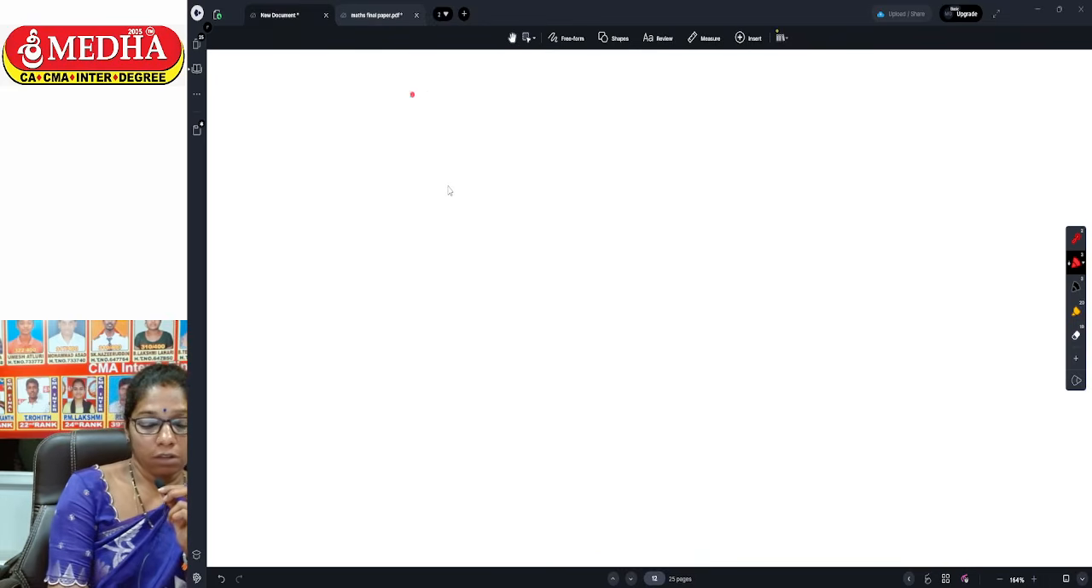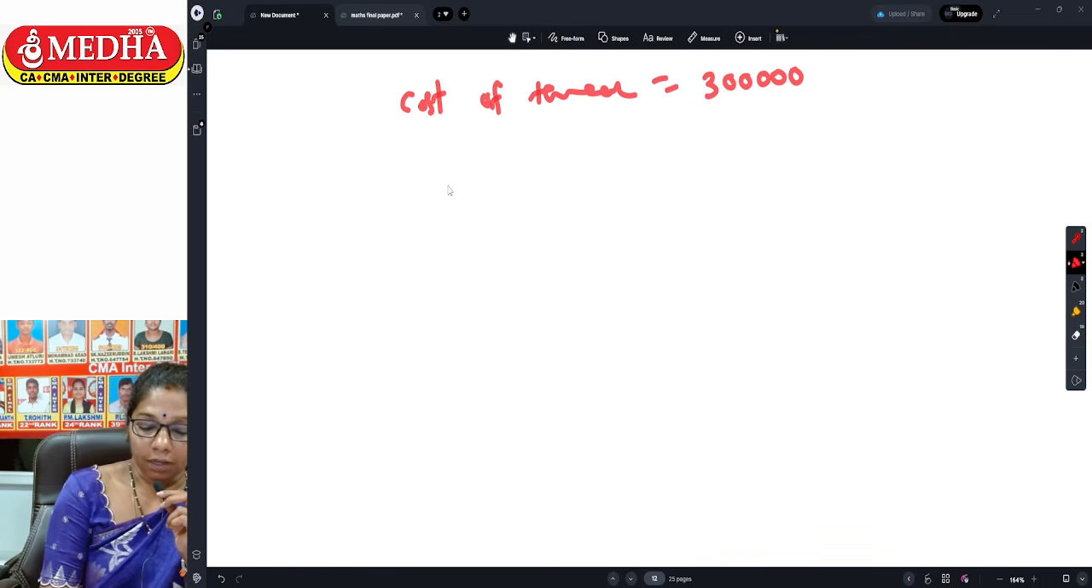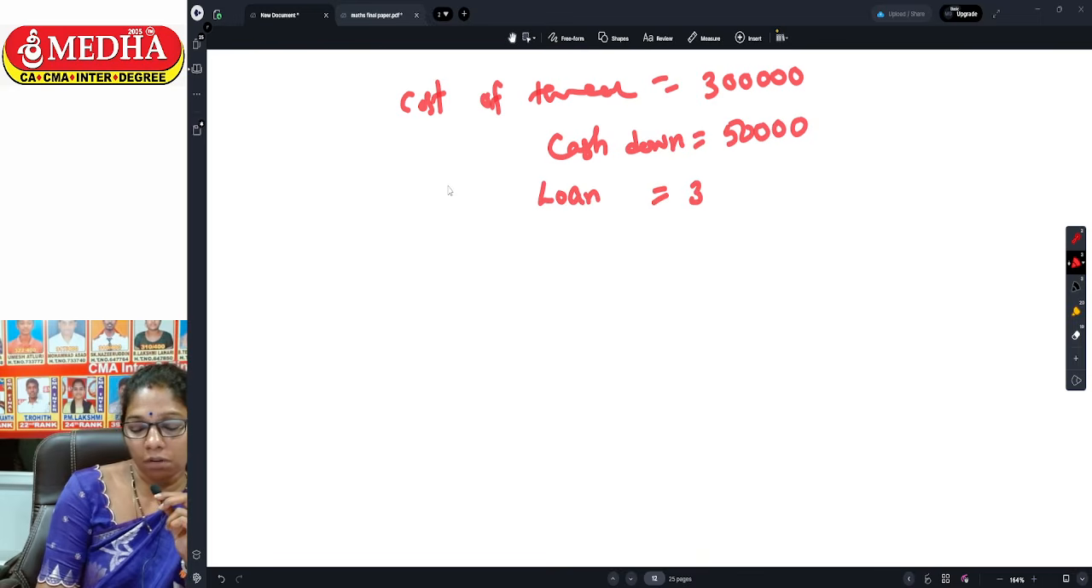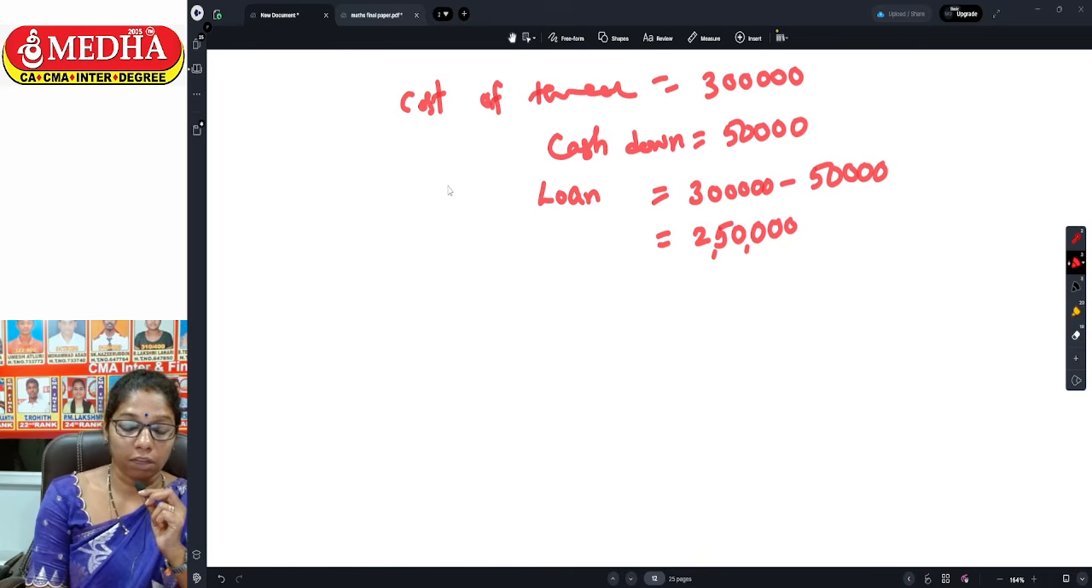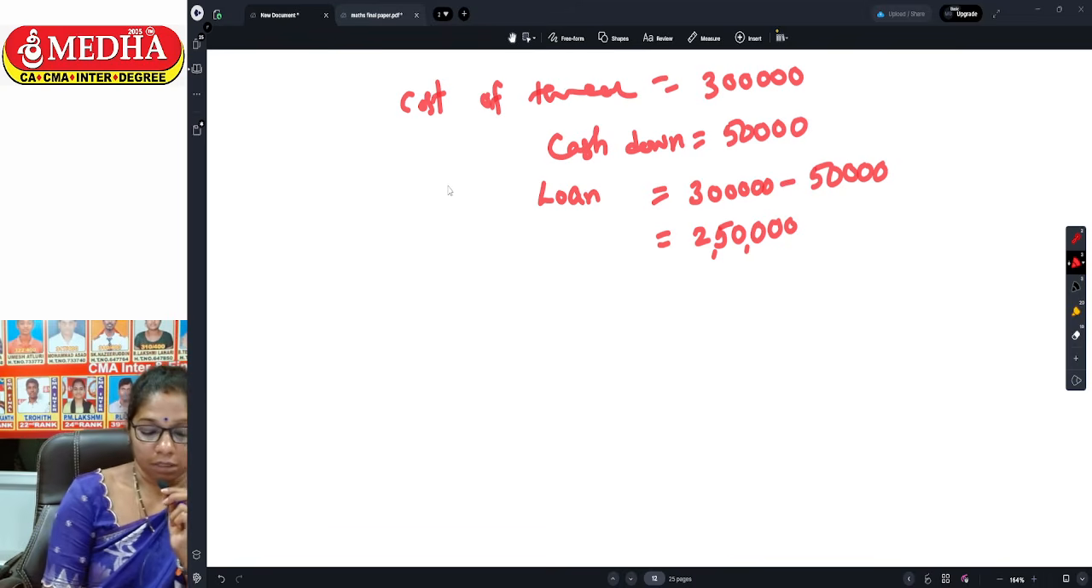In the given data, cost of the car is equal to 3 lakh rupees. Cost of the car is 3 lakh and cash down payment is 50,000 rupees. Then what is the loan amount? Loan amount is equal to 3 lakhs minus 50,000 rupees, that is 2,50,000 rupees is the loan amount. So he has to clear this 2,50,000 rupees by paying 10 equal installments at the rate of 18%. R is equal to 18% per annum and the time period is 10 years, compounded yearly.